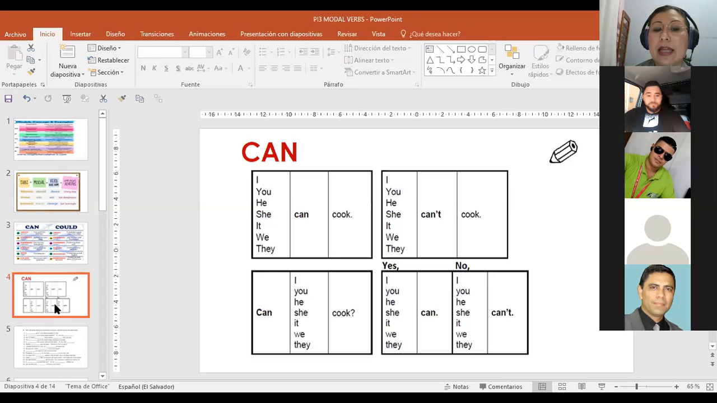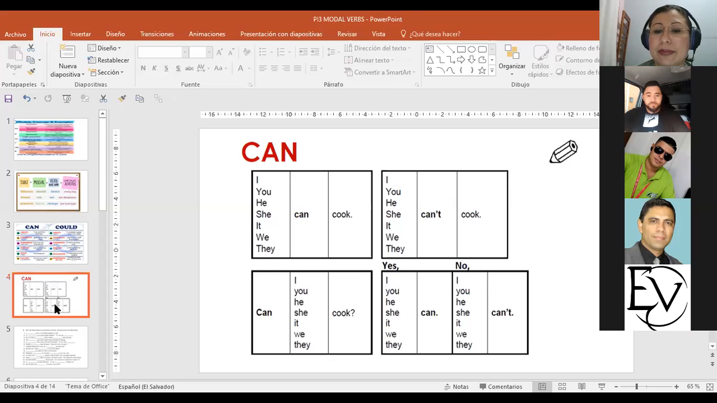I can't cook. Can you cook? Yes, I can. No, I can't. Repeat. Can? Can't. Very good. So that's the difference, that you have to make an emphasis with the negative.